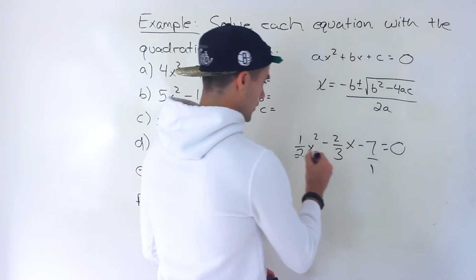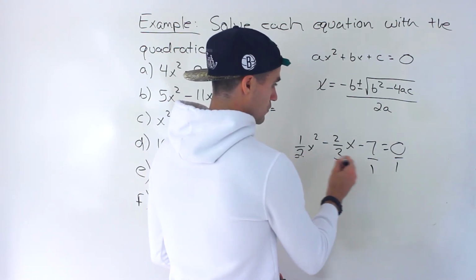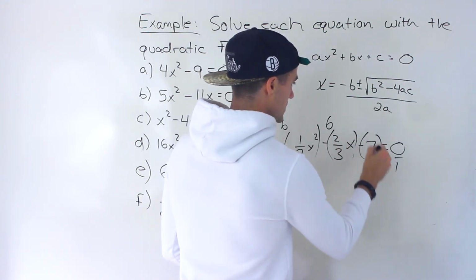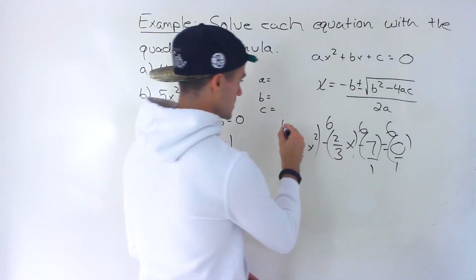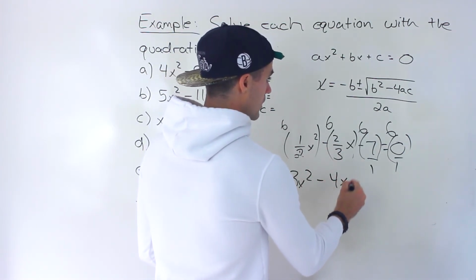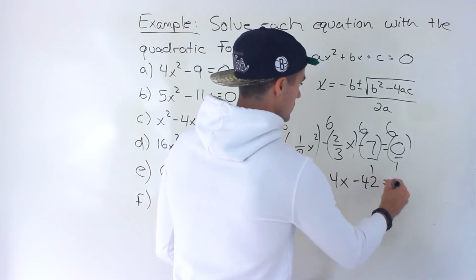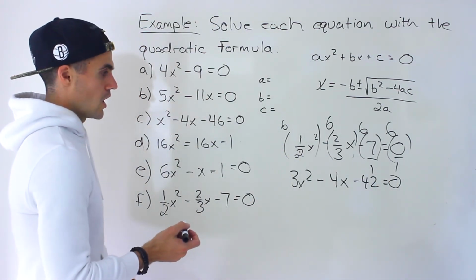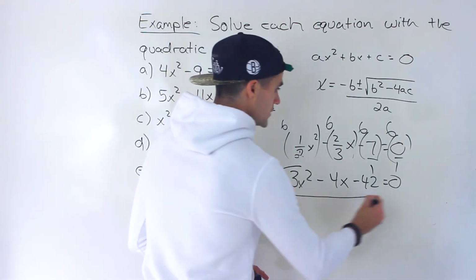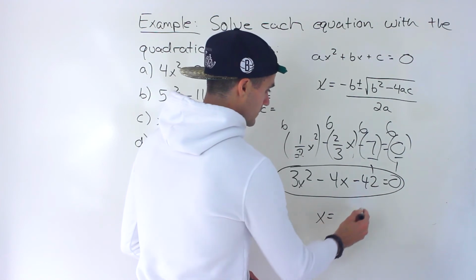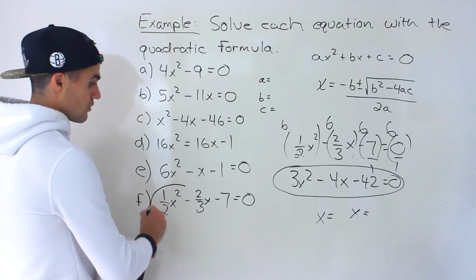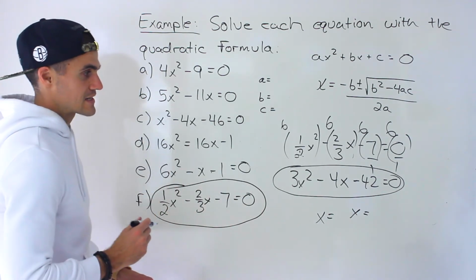So notice the lowest common denominator between 2, 3, 1, and 1 is 6. So if I multiply this by 6, this by 6, this by 6, and then this by 6. So 6 times a half, 3. 2/3 times 6 is 4. -42, 0, like that. Okay, so the solutions to this quadratic equation, the two x values we're going to get, well, we'll see if we get two x values. I think we will. And the solutions to this quadratic equation are the exact same thing.